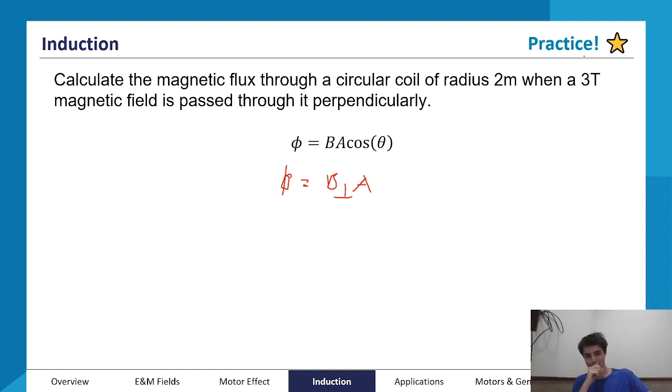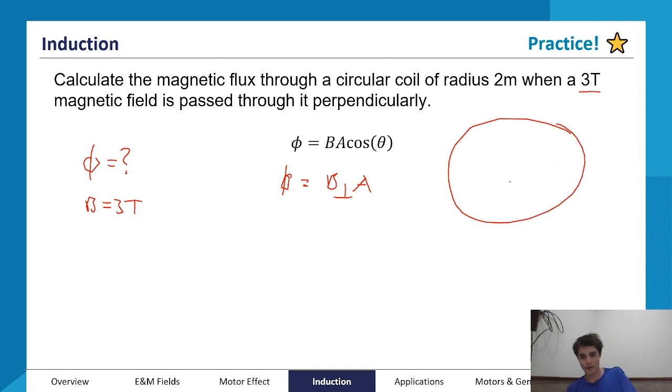Okay, so we're trying to calculate what our magnetic flux is. Basically, we're trying to figure out what our phi is equal to. We know that the magnetic field has a strength of 3 Teslas. So let's jot that down. Our magnetic field strength is, I just wrote T, 3 Teslas. And it's in a circular coil with a radius of 2 meters. Basically, we've got a circle with a radius of 2 meters, and we need to calculate the area of this, because we want to know how big the space of this coil is.